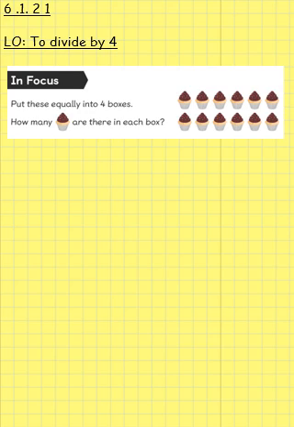I want you to write today's date and learning objective into your home learning book, which you should have in front of you. And then I want you to write a subheading of In Focus. The In Focus task this morning has got some cupcakes, and it's asking us to put these equally into 4 boxes. The question is, how many cupcakes are there in each box?